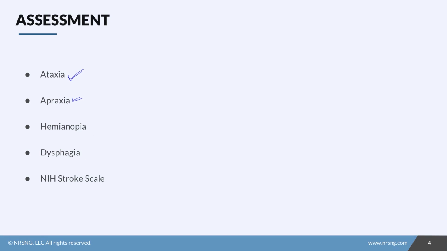Now, patients can also have something called hemianopia. Hemianopia. So let's break that word down. Hemi means one side, an means without, and opia means vision. So what these patients really have is they have no vision on one side of their visual field. They'll completely miss anything happening on that side of their visual field.